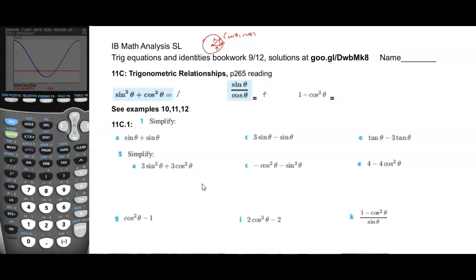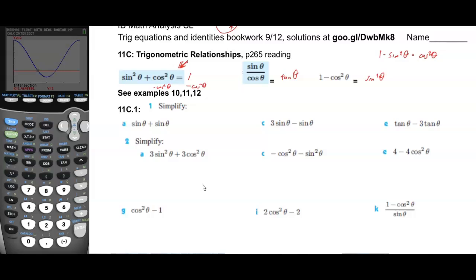Sine theta divided by cosine theta, that, remember, is tan theta. And 1 minus cosine squared theta, that's just a rearranged version of this. If I subtracted cosine squared theta from both sides, wouldn't I have sine squared theta by itself on one side, and 1 minus cosine squared theta on the other side? By the way, I could also have the opposite, I could have this, right? So when you see 1 minus cosine squared theta or 1 minus sine squared theta, think, oh yeah, it's a rearranged version of the Pythagorean identity.